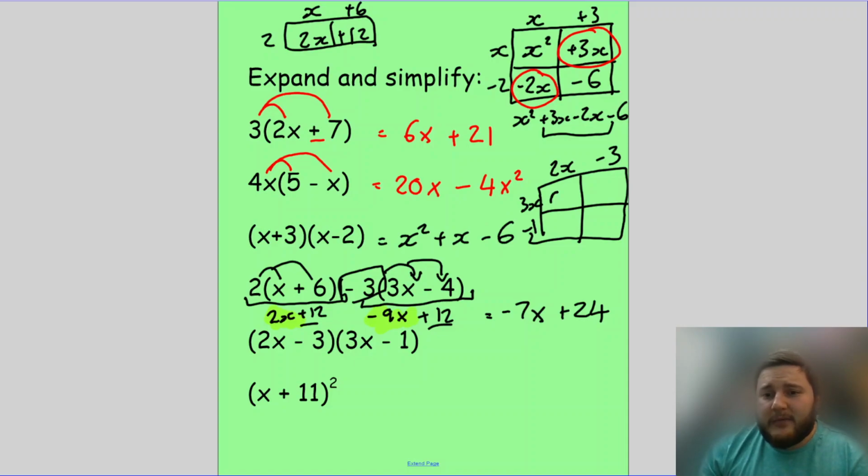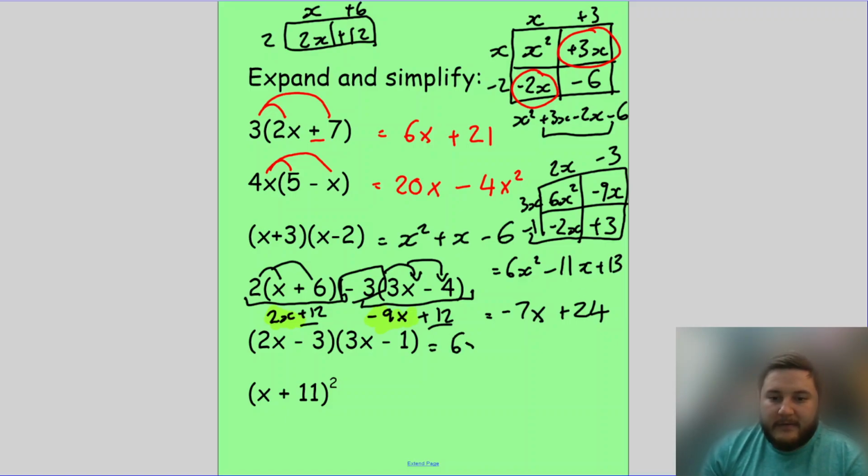So here we're going to get 6x squared, because 3 times 2 is 6, x times x is x squared, so it's 6x squared. 3x times negative 3 is negative 9x. 2x times negative 1 is negative 2x. And negative 1 times negative 3 is a positive 3, because it's two negatives multiplied with each other. Now this is going to simplify to get 6x squared, take away 11x plus 13, and that is going to be our final answer on this one.